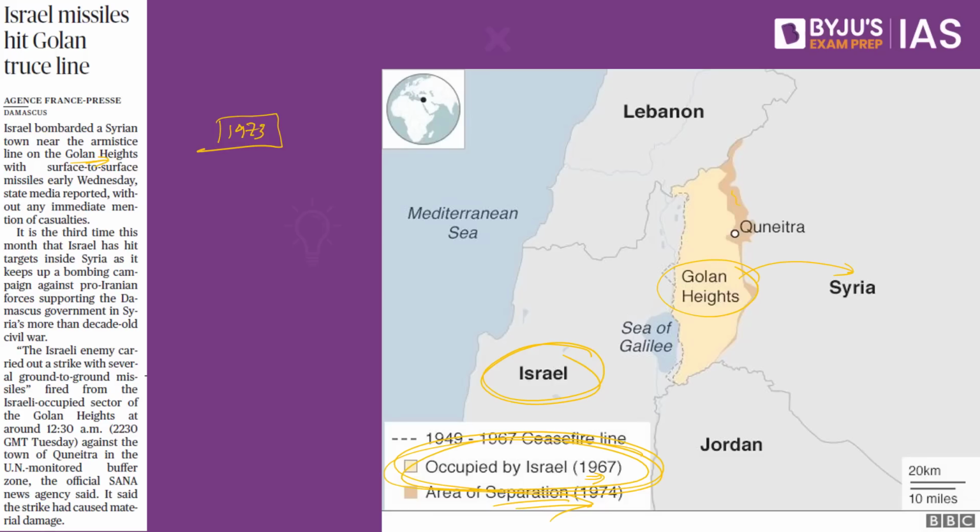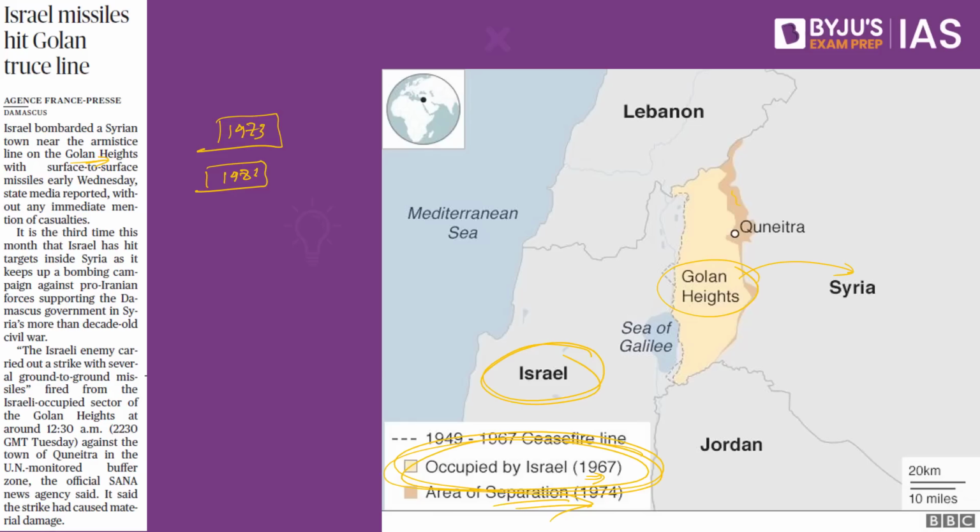Israel unilaterally also annexed Golan Heights back in the year 1981. This was not recognized internationally, but back in the year 2019 we had the United States of America under the Trump administration, which unilaterally accepted this particular Golan Heights as part of Israel. It is not internationally recognized, but the United States under the Trump administration had approved this particular notion. What is the importance of this particular region?